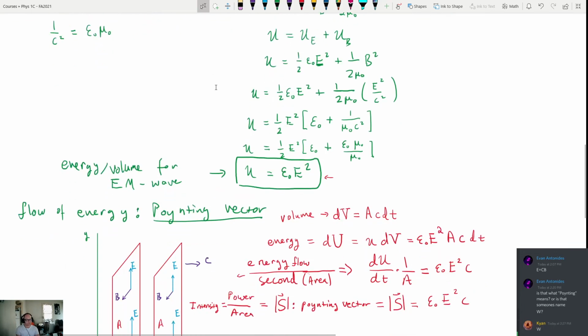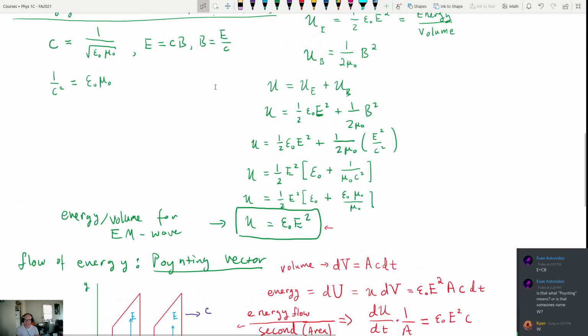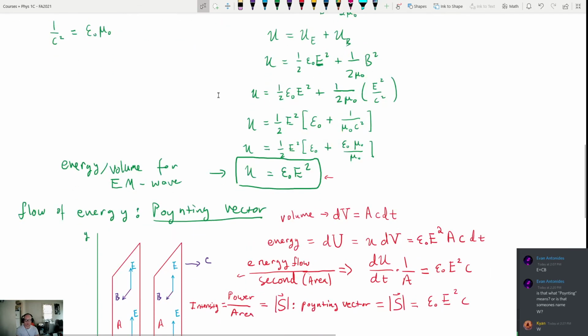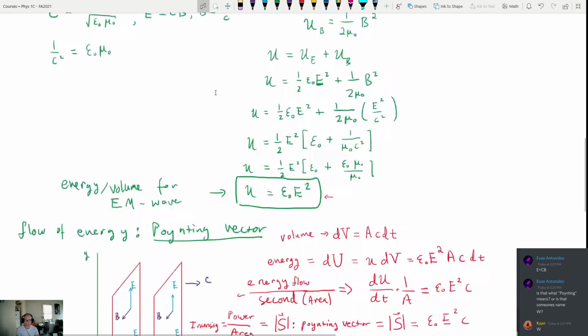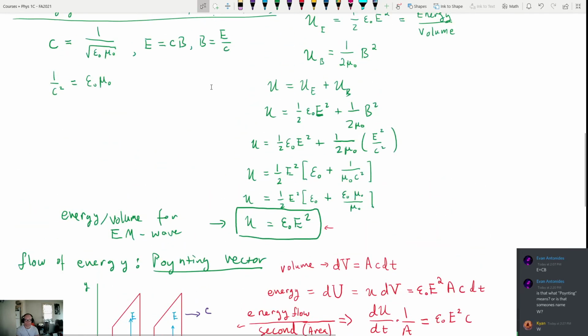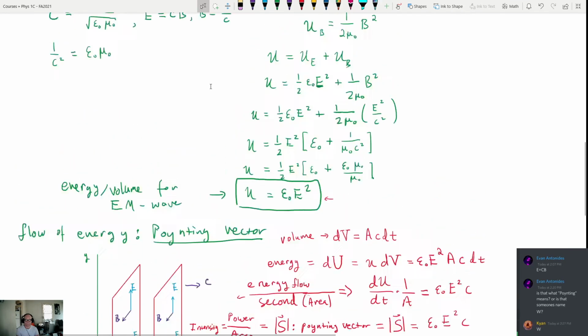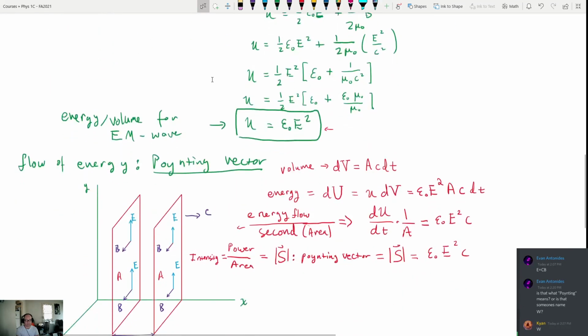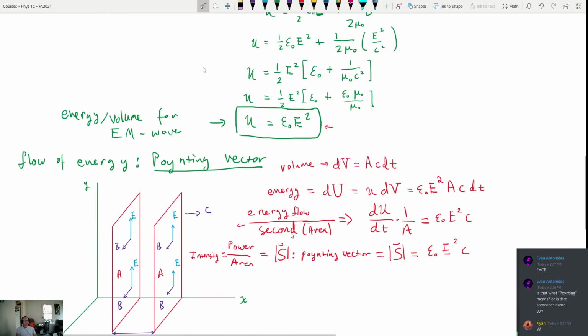I don't know the easiest way to do this. Maybe replace C. B is E over C, right? That's not going to work. If we just replace E with C times B, let's see what happens. That should probably work. So we know that E is equal to C times B.